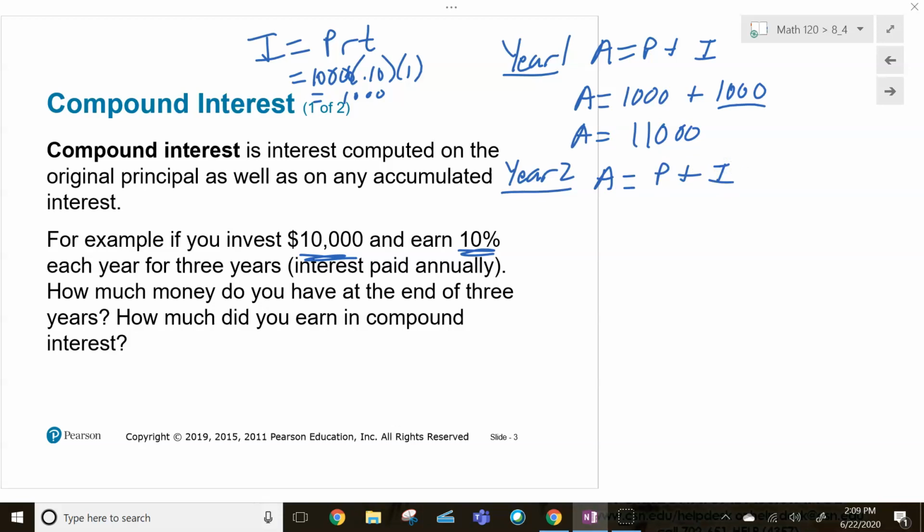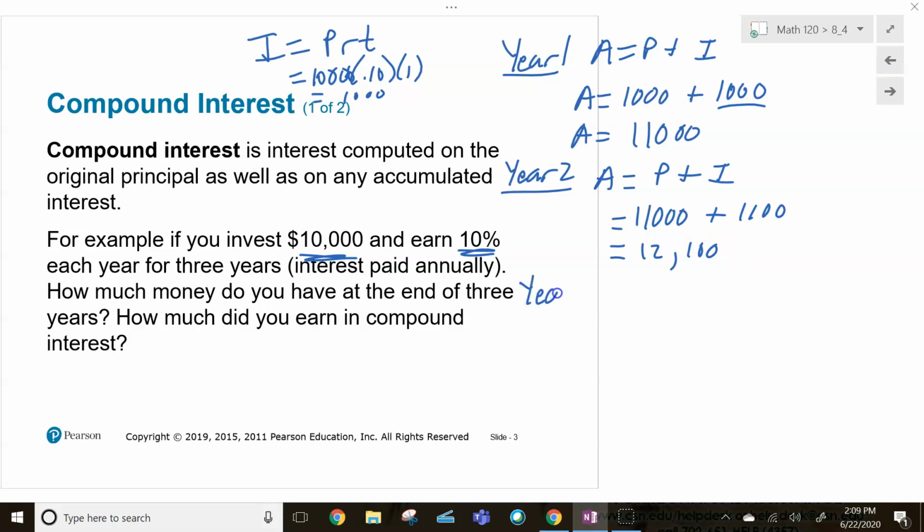Okay. Now year two comes along and you're still going to make 10% on that. So you have $11,000. And then 10% of $11,000, or 0.10 times 11,000, is 1,100. So you end up with $12,100 at the end of year two.